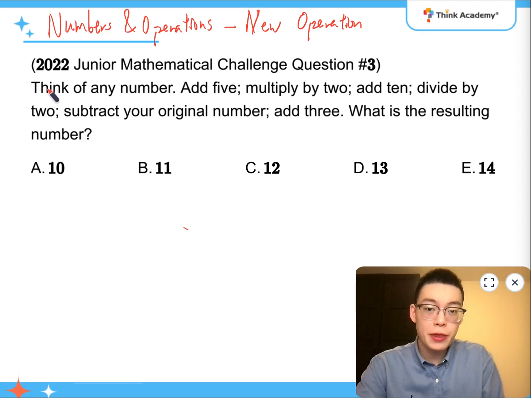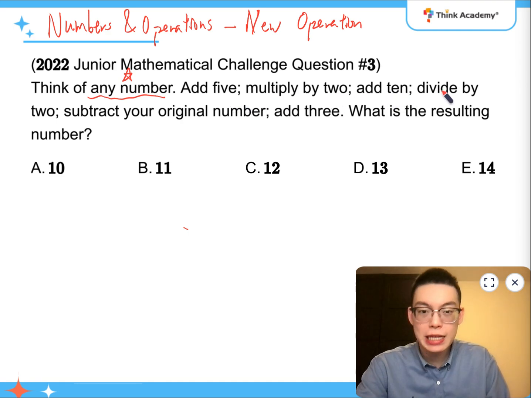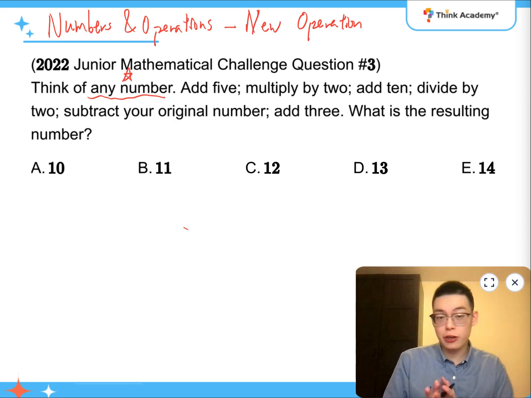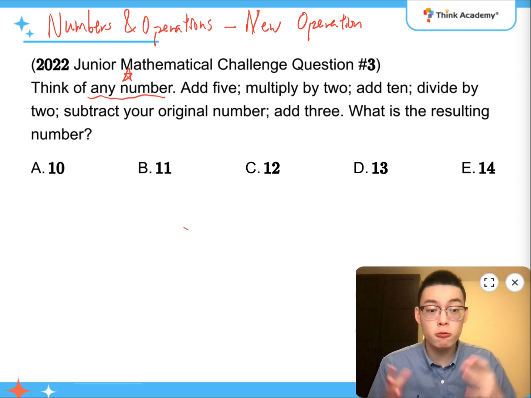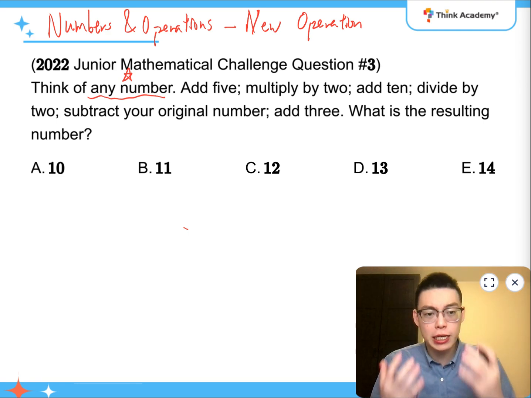All right, so think of any number. That's the keyword here. And then you add 5, multiply 2, add 10, divide by 2, subtract your original number, add 3, and what's the resulting number? Since it says that you can think of any number, it means that no matter what number you're thinking of, you're always going to get it right.